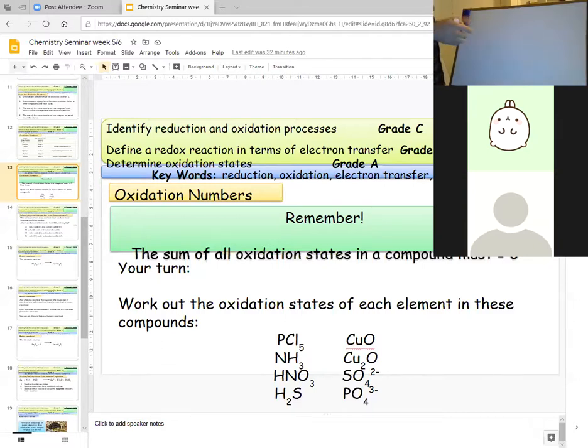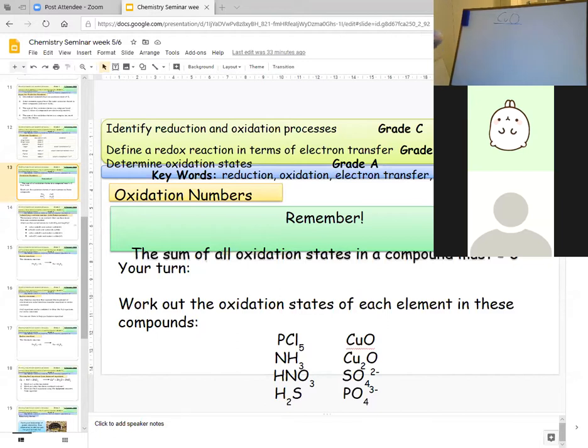Part of the tutorial question is how to figure out the oxidation states of those elements in those compounds, based on those rules that we just talked about. So I will give you an easy one: copper oxide.